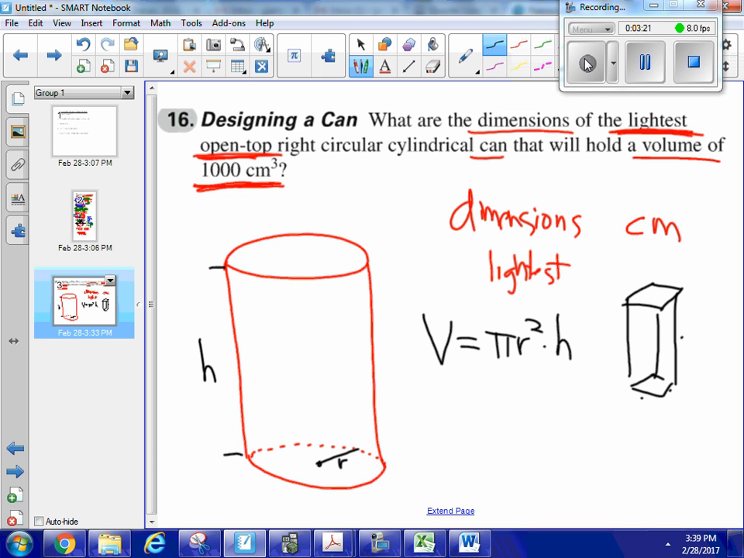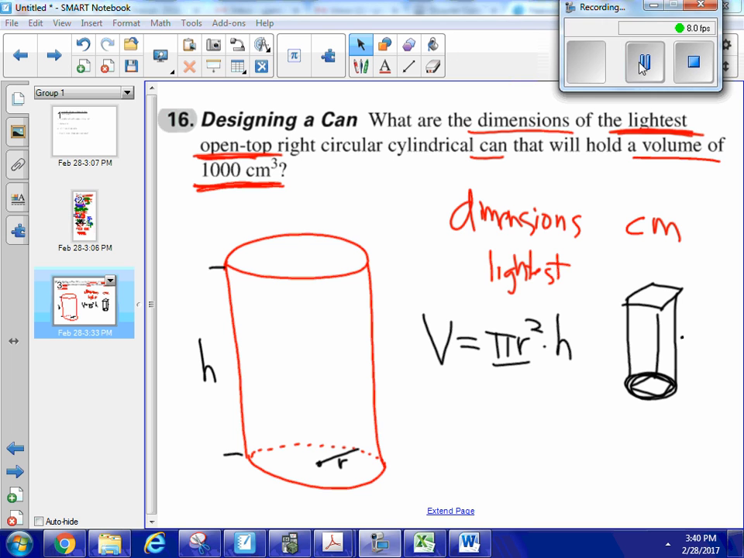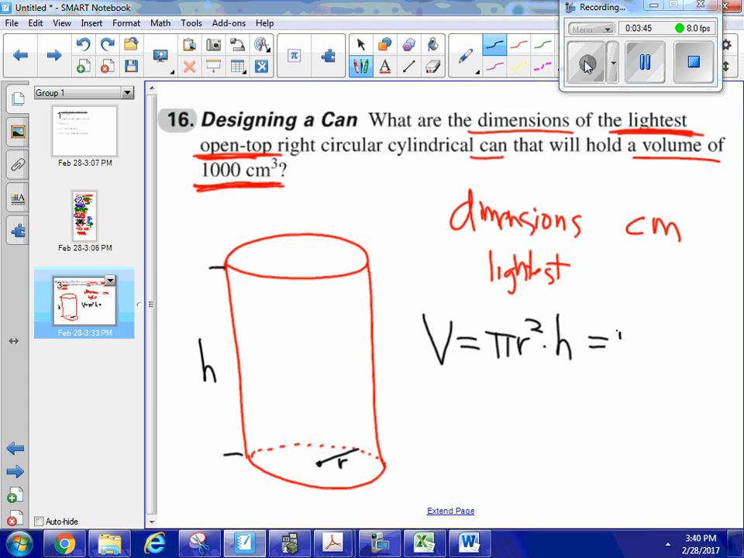Well, when I have a cylinder, the base isn't a rectangle anymore. It's a circle. So the area of the base times the height is going to be pi r squared times the height, instead of width times length times height. And I also know that this, in this particular problem, is going to be equal to 1,000.